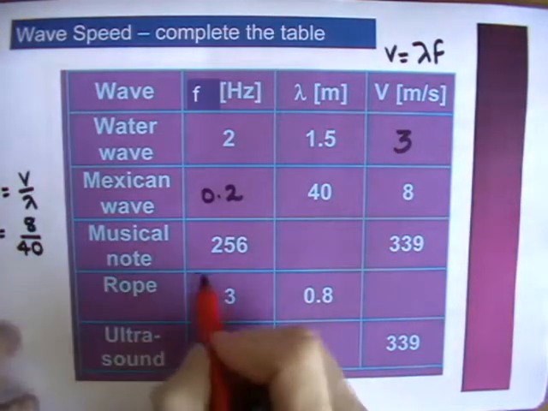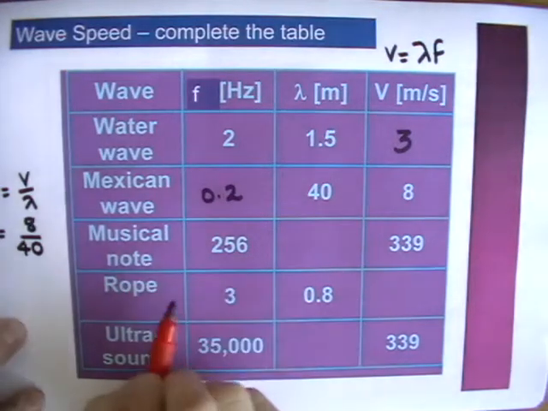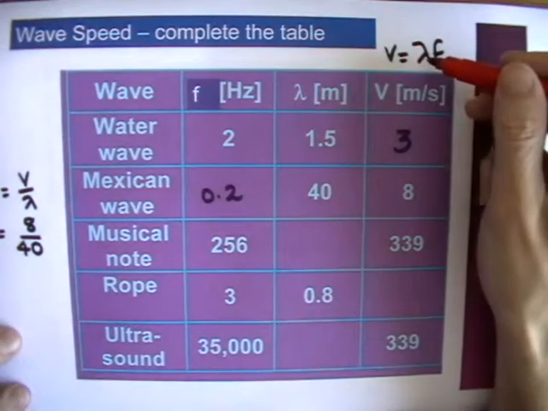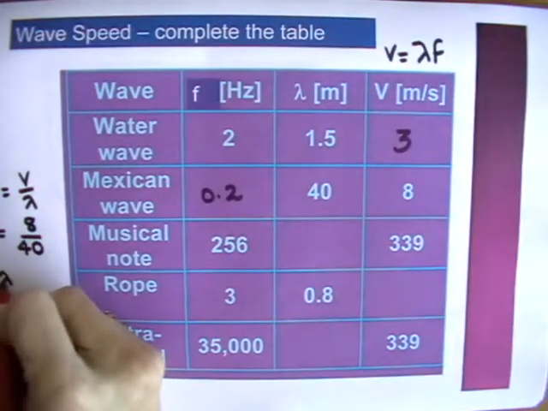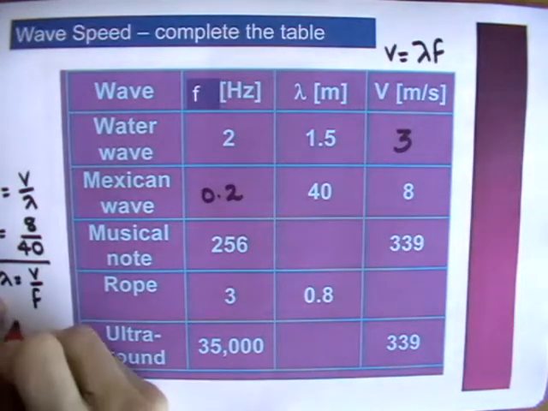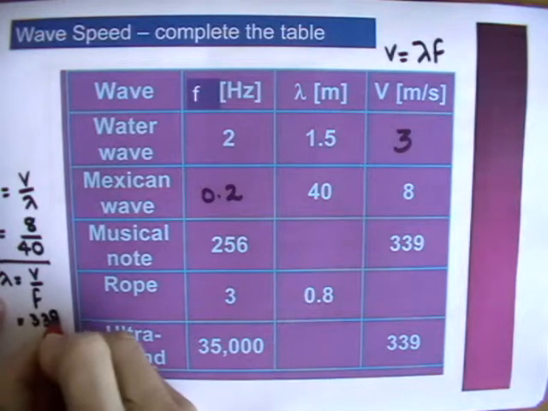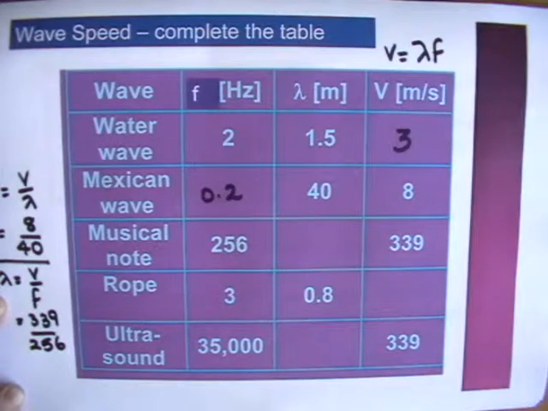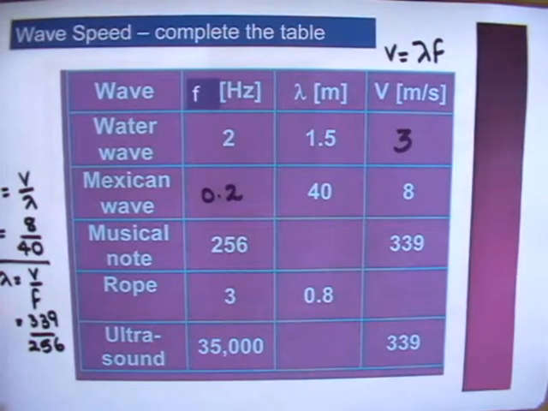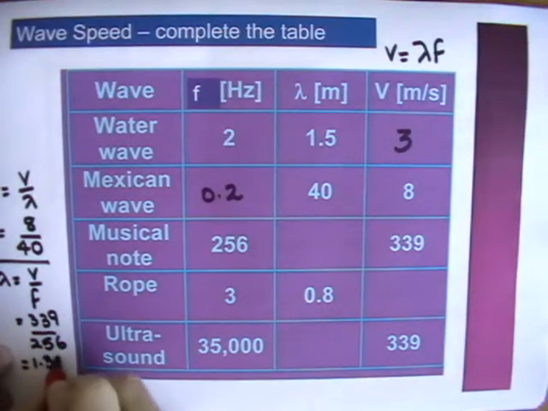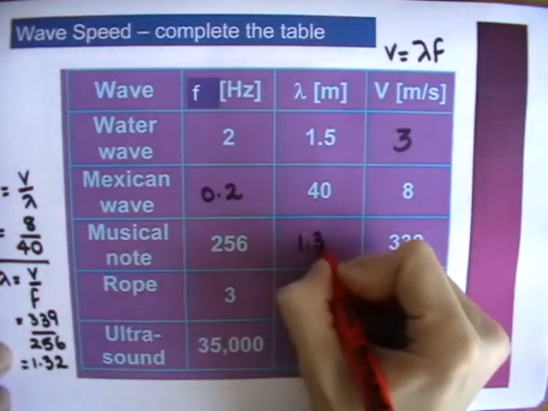The next one there is a musical note. It's a frequency of 256 Hertz and a speed of 339. So again, if we rearrange this, we're looking for lambda. So lambda is equal to V over F, and so that's going to be equal to 339 divided by 256. That gives you 1.32 meters.